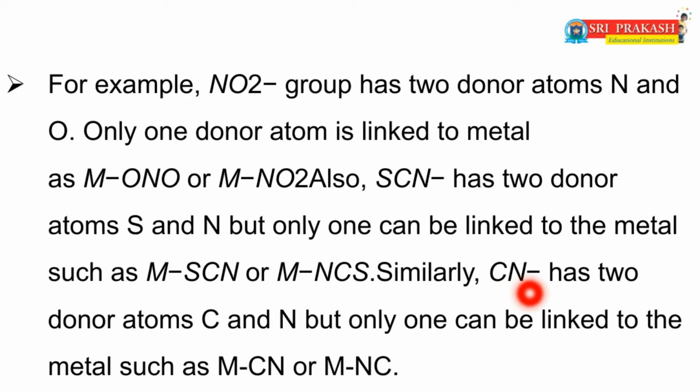Similarly, CN, that is cyano, has two donor atoms. Those are carbon and nitrogen. But only one can be linked to the metal, such as M-CN, that is metal cyano, or M-NC, that means metal isocyano. These are the different examples of ambidentate ligands.